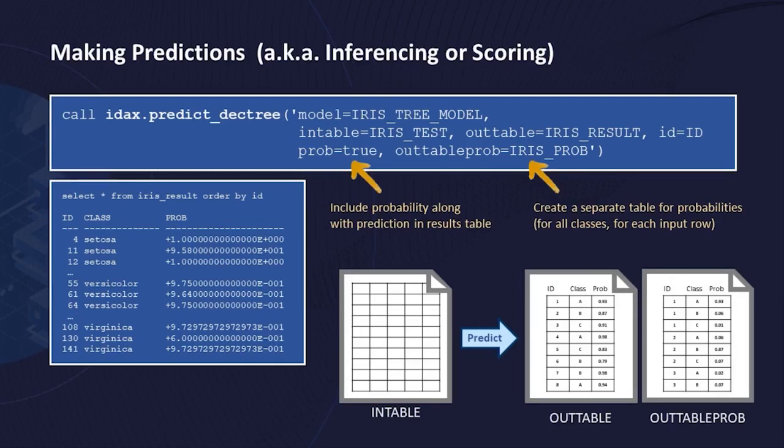For each row scored, you get the identifier of the row, so you can link back to the original input table, the predicted class, the species name in our case, and optionally, the probability of the prediction. For example, a result for row 4 might be that it's predicted to be Virginica with a likelihood of 95%. Now, if you want to know the probability for each class for every row, not just the predicted value, you can specify an outtable prob table. So the probabilities for row 4 might be Virginica at 95%, Setosa at 3%, and Versicolor at 2%.